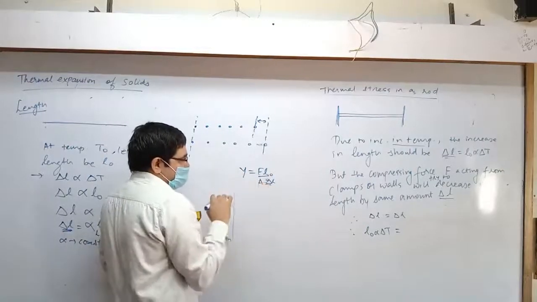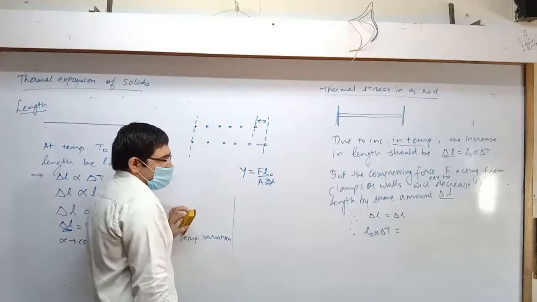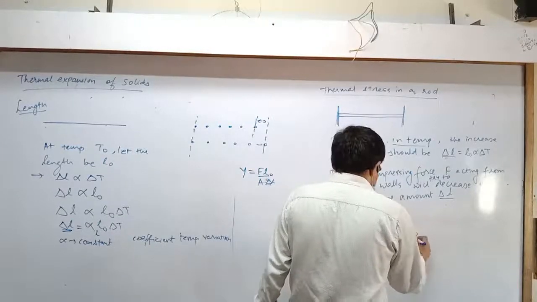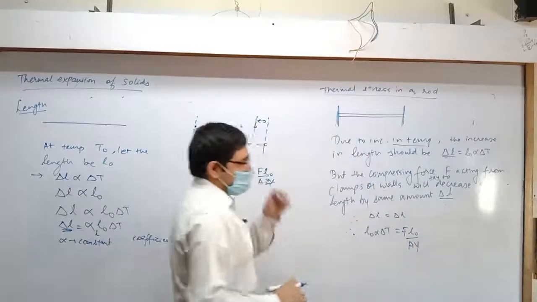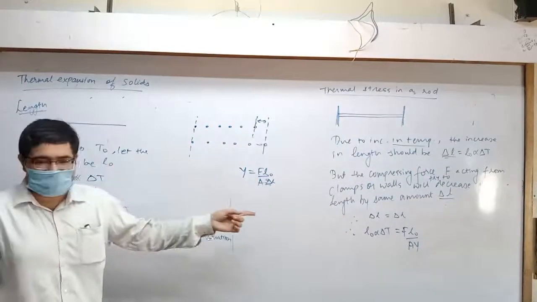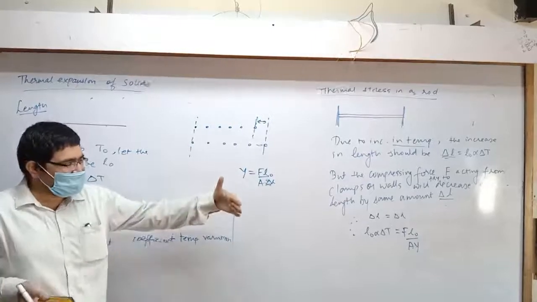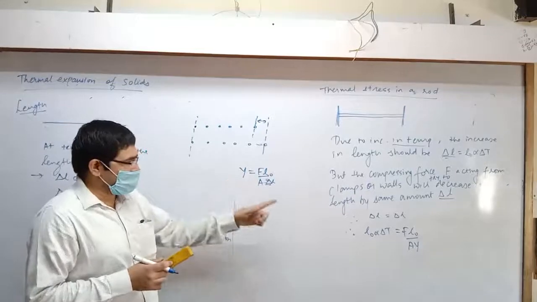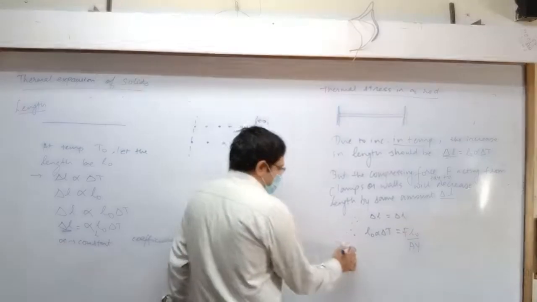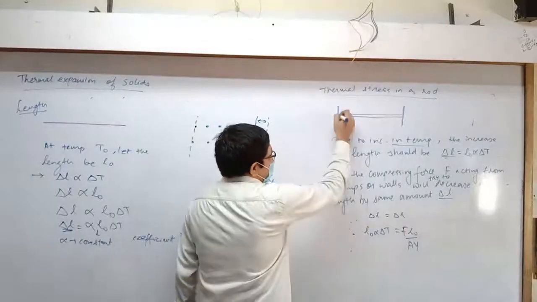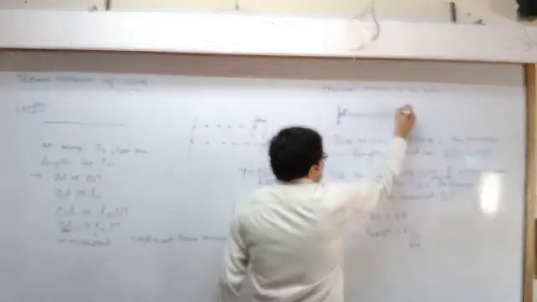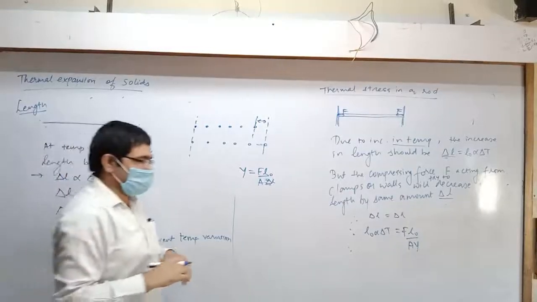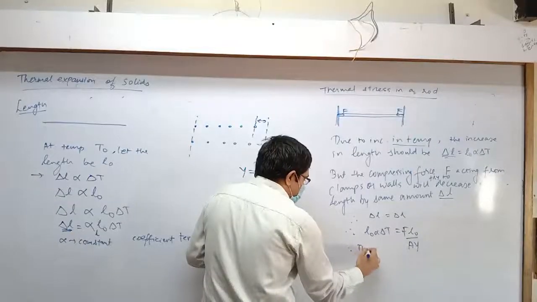So if you compare it this way, then delta L will be FL0 upon A Y. Did you understand that step? On the left side we put the increase for temperature, and on the right side the decrease for force. Using this, we can find out how much force F is acting here and here. Or you can find out thermal stress.